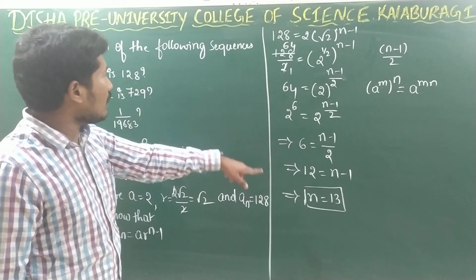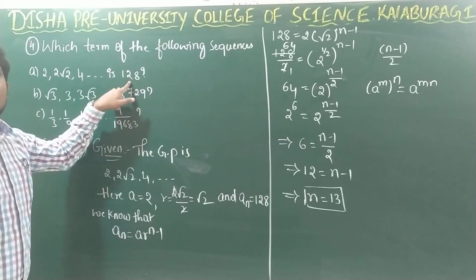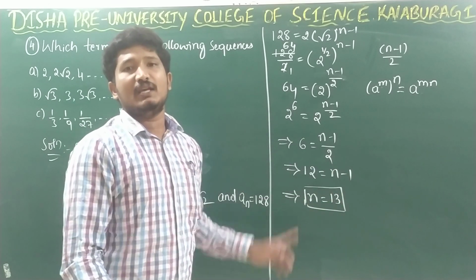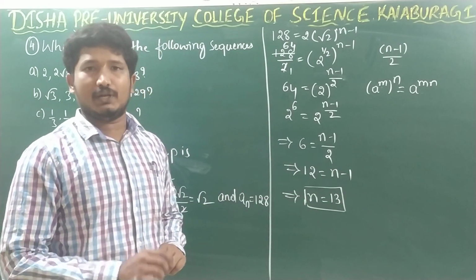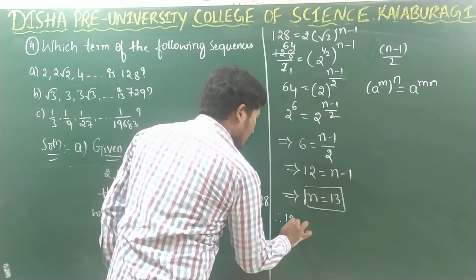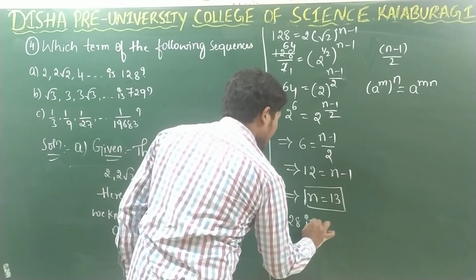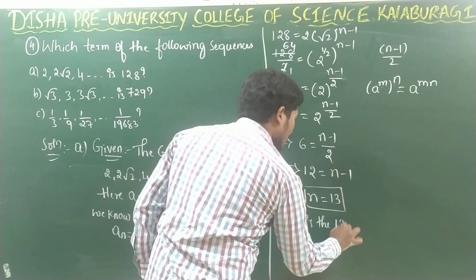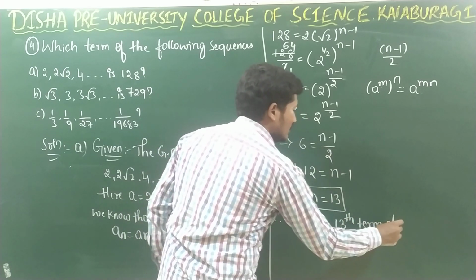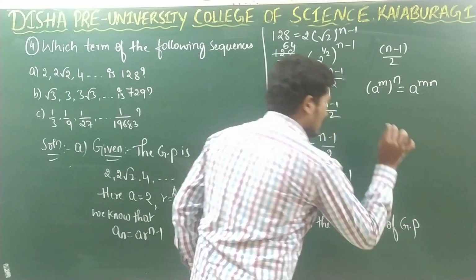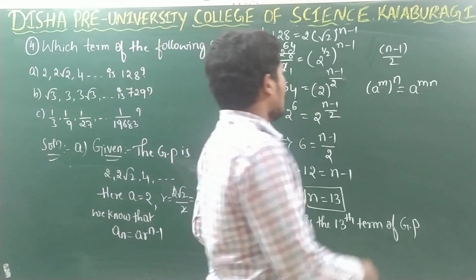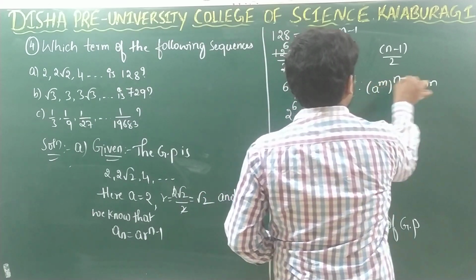So this means what? 128 is present at the 13th position of the given geometric progression, right? Therefore, 128 is the 13th term of GP. So I hope you understood how I solved this, right?